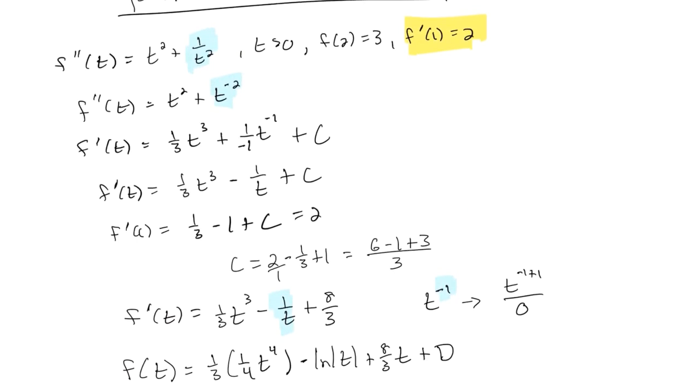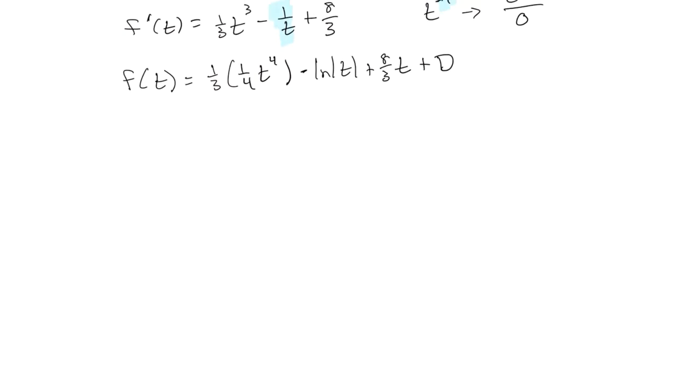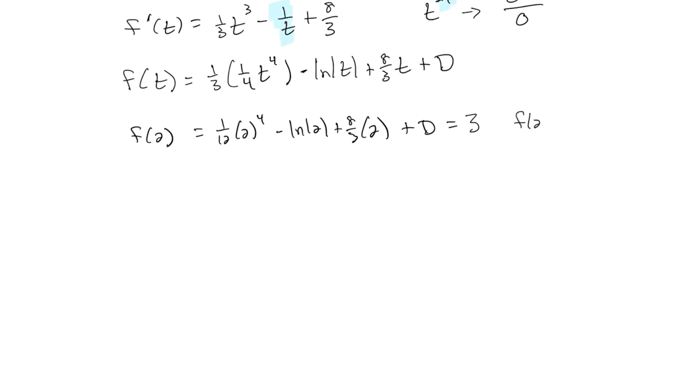What was my condition? We had f at 2 equals 3. So I have f at 2 has to equal 3. So what is f at 2? So let's see, I'm going to have 1/12 2 to the 4th minus ln of 2 plus 8/3 times 2, plus d, and that all has to equal 3, which was my condition. So we had that f at 2 had to equal 3. Alright, so now some fun with arithmetic.